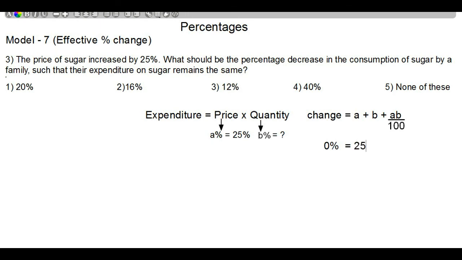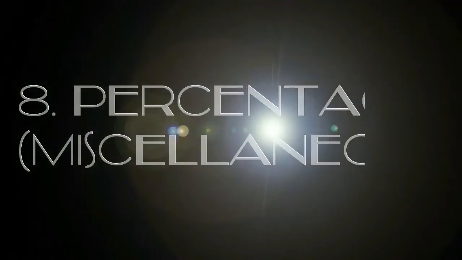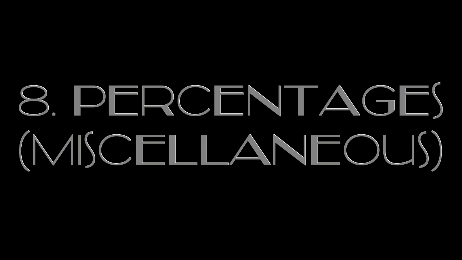A is 25, that is the price has increased by 25%. So A should be taken as 25 and B has to be calculated. So this will be 25 plus B plus 25 into B by 100, equal to 0. So B is minus 20%. And minus sign indicates what? Decrease. So we can say that B should decrease by 20%. So the quantity or the consumption should decrease by 20% so that expenditure remains same when the price has increased by 25%. Let us now take some typical examples from percentages.